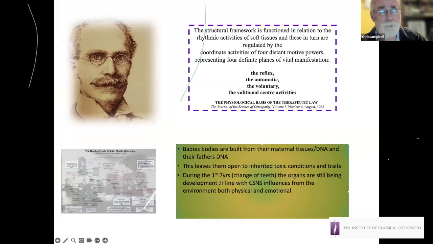The baby's body is built from the maternal tissues and DNA and the father's DNA, which leaves them open to inherited toxic conditions and traits. And during the first 7 years, the change of teeth, the organs are still being developed in line with cerebrospinal nervous system influences from the environment, both physical and emotional. And sometimes you have to trace all the way back to that if we want to try and find the so-called primary or key lesion. It's not something you can just find, do something to it and hope for the best.